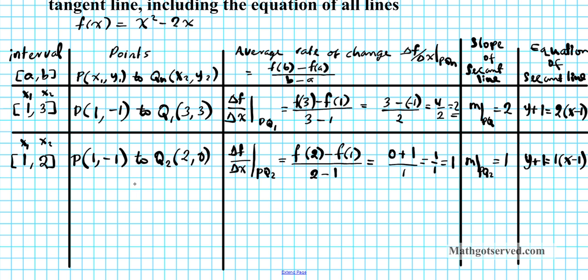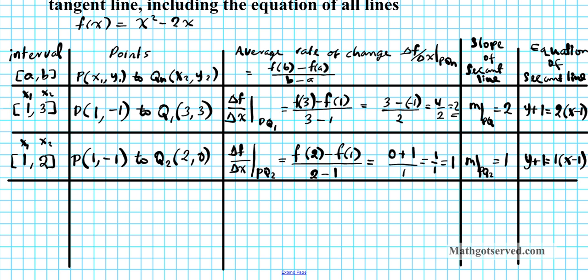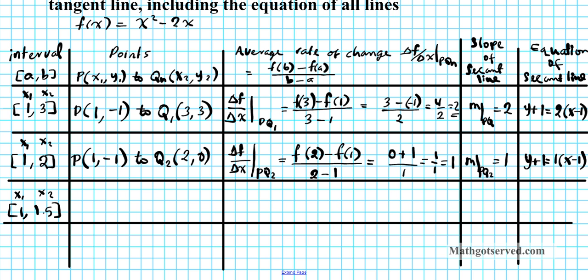All right, now let's get closer to 1. What we're going to pick now is 1.5. All right, so the interval that we're looking at now is 1 comma 1.5. So this is our new x2. So this is x1 and this is x2. All right, now let's find the 2 points that determine the secant line. Point P doesn't change. That's still going to be 1, negative 1.